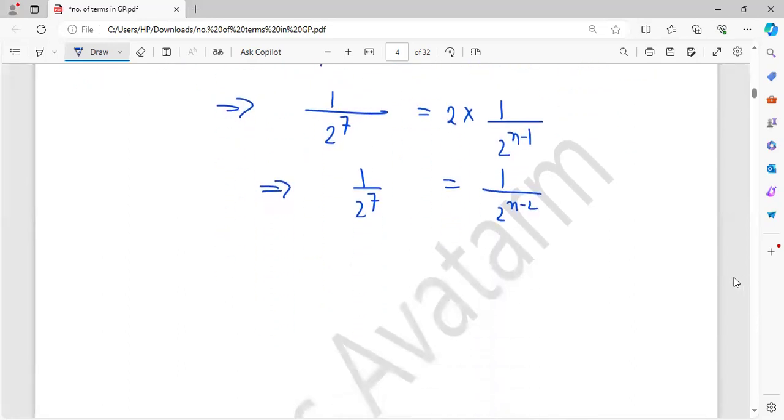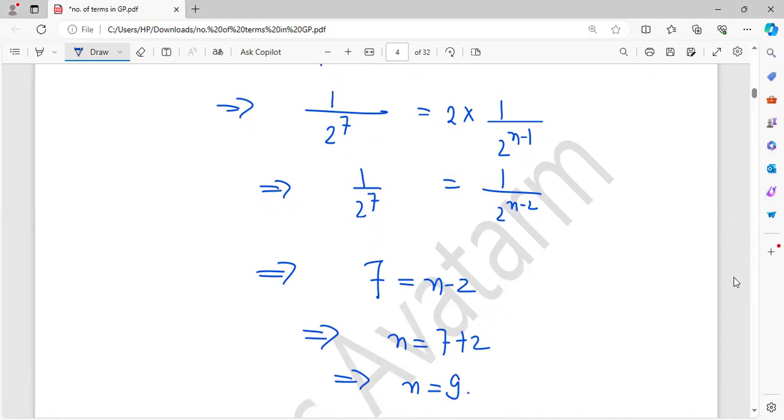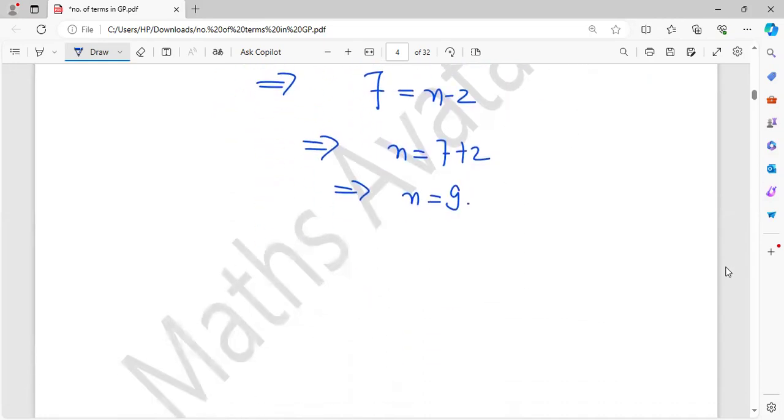Comparing both the sides, the power. So what will you get? 7 is equal to n minus 2. After solving it, you will get n is equal to 7 plus 2, that is n is equal to 9. So this GP has how many terms? This GP has 9 terms. Okay, is it clear?